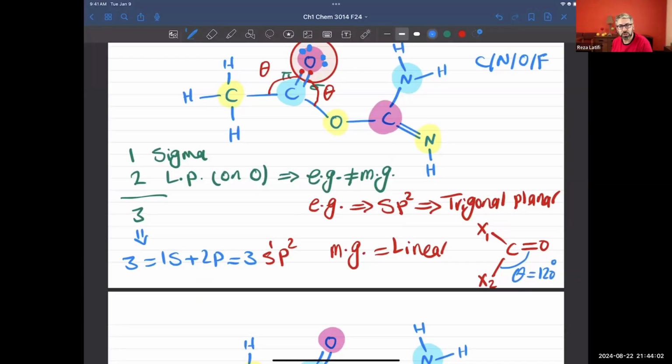You might say, why don't you include the lone pairs on oxygen? Are they going to affect theta here? No. Why? Because your central atom is not oxygen. The central atom is carbon, and the lone pair is not sitting on carbon, it's sitting on oxygen. If the lone pair is sitting on the central atom, it will shrink the bond angle. Right now, the lone pair is sitting on oxygen, so who cares? It's not going to affect the bond angle.